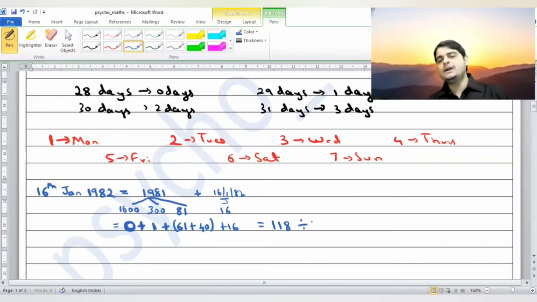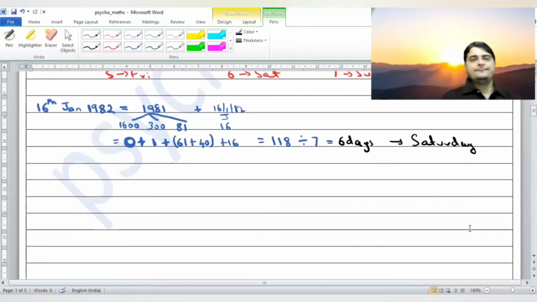Just divide 118 by 7 and check the remainder. See, 1 seven is 7, 4 will be carried forward, 6 sevens will be 42. The remainder is 6 days. Check, the 6th day is Saturday. So 16th Jan 1982 was Saturday.